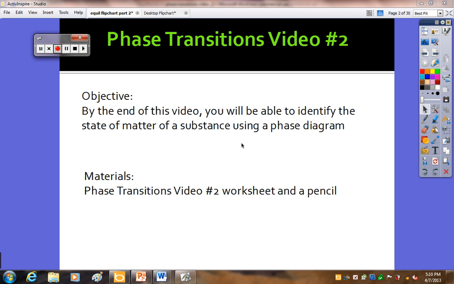This is phase transition video number 2. By the end of this video, you'll be able to identify the state of matter of a substance using a phase diagram. In order to do this video, you should have your phase transitions video number 2 worksheet and a pencil.